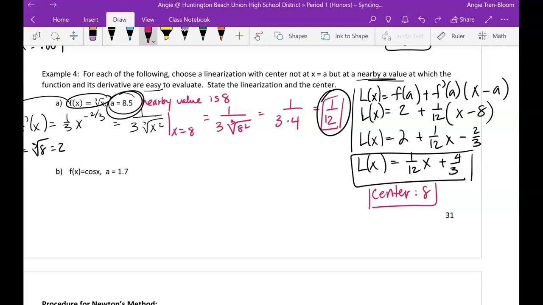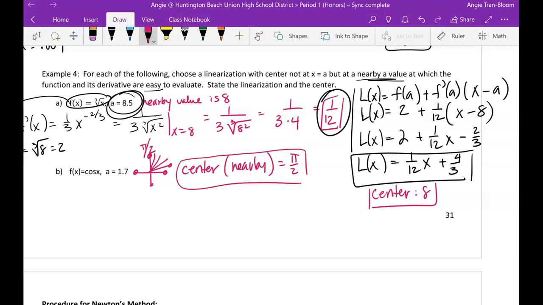Similarly to cosine, there's no way I can do cosine of 1.7. That is not going to happen in my brain. But would you agree that for cosine, easier values to pick are 0, pi/2? These are nice ones. Even pi/3, pi/6, and so on, things that you can calculate without a calculator. Well, pi/2 is about 1.5-ish, and so nearby there, that's what I'm going to pick. So the center, AKA nearby point, is going to be pi/2 for me. So I'm going to box that up because it said state that.